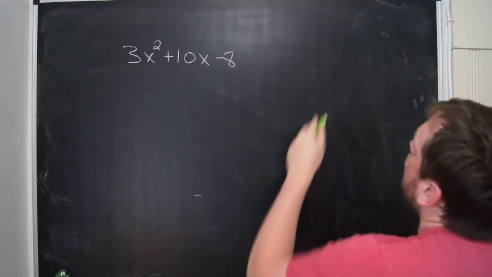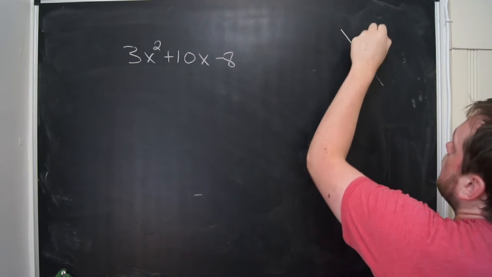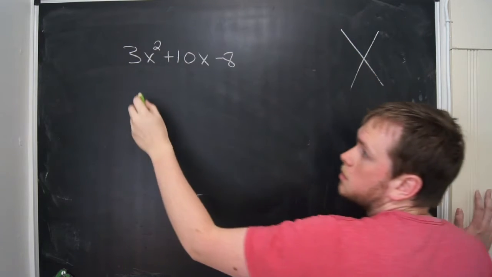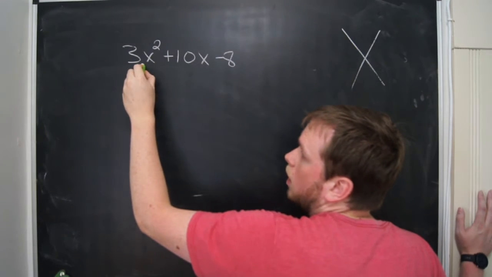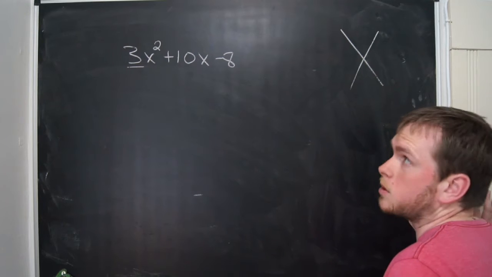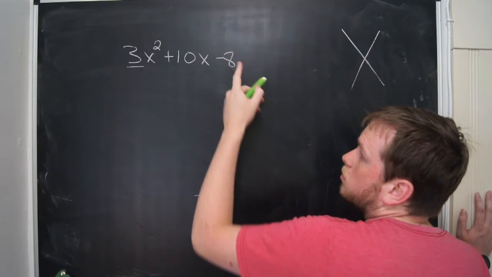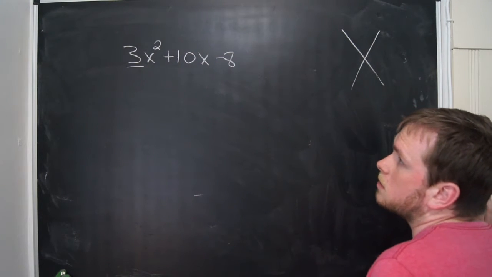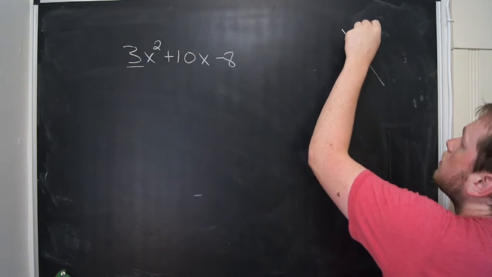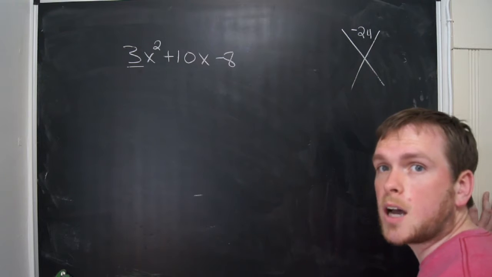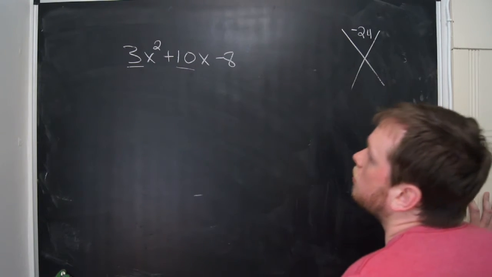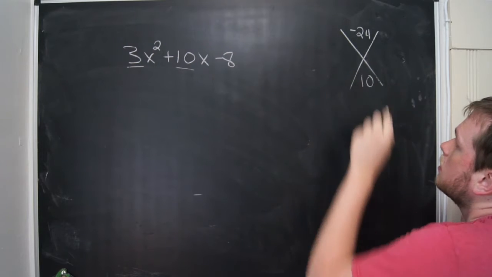The way you use the x method is you're literally just going to set up an x. What goes on the top is the product of your first coefficient, or your leading coefficient, which in this case is 3, and your trailing constant, which is negative 8. And 3 times negative 8 is negative 24, so I'm going to put negative 24 right in the top. What goes on the bottom is our middle coefficient, which in this case is 10.